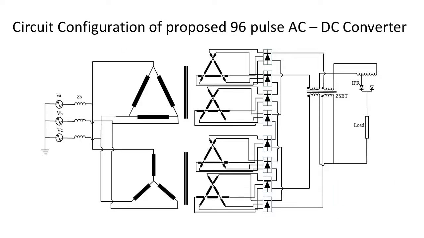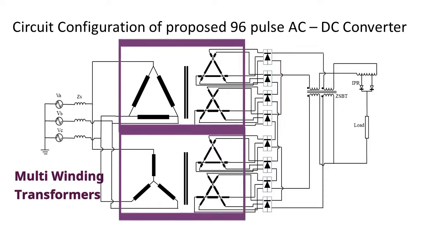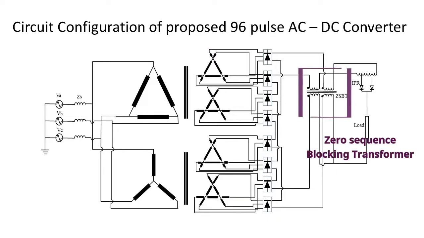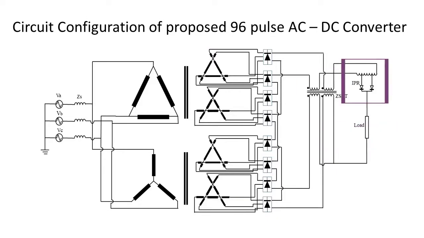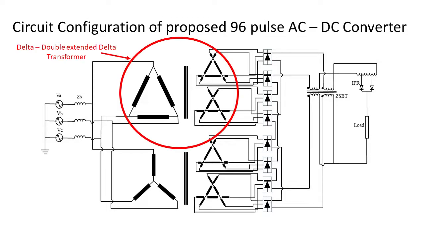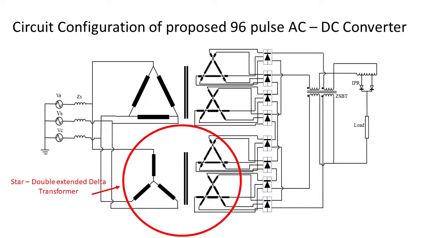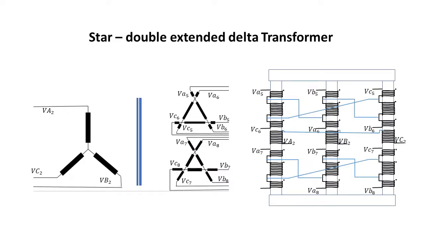This converter system mainly consists of 2 multi-winding transformers, 8 full bridge converters, a zero-sequence blocking transformer, and an interphase transformer. There are 2 main multi-winding transformers in this circuit. One is the delta double extended delta transformer. These are its circuit configuration and the core arrangement of the delta double extended delta transformer. And the other one is the star double extended delta transformer. These are its circuit configuration and the core arrangement of the star double extended delta transformer.